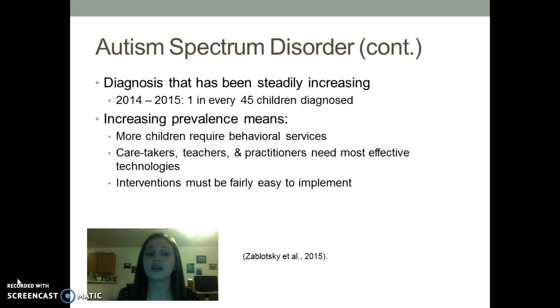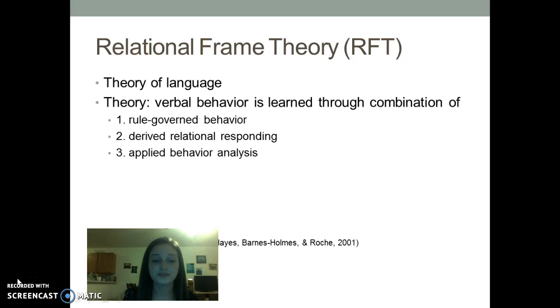In a recent study in 2014-2015, it was found that this diagnosis has actually been steadily increasing, where 1 in every 45 children are actually diagnosed with autism spectrum disorder. So this increasing prevalence means that more children require behavioral services. Also, caretakers, teachers, and practitioners need the most effective technologies that are available. And then interventions must be fairly easy to implement since so many individuals are working with these kids.